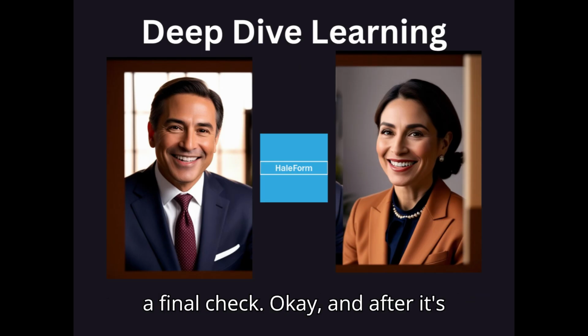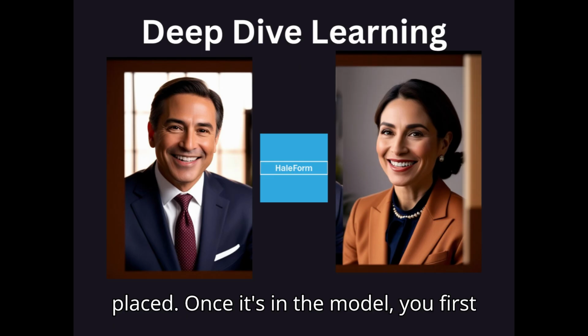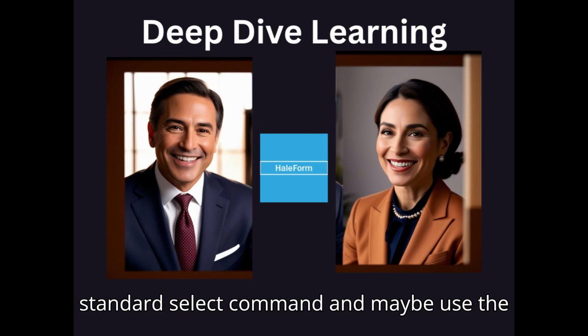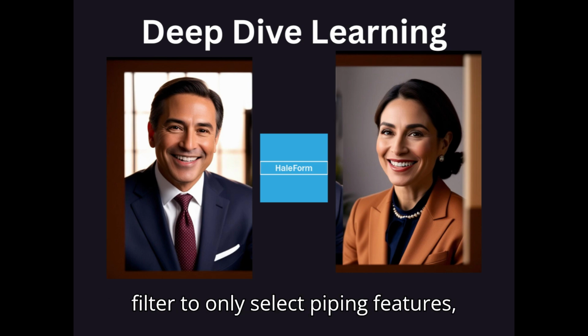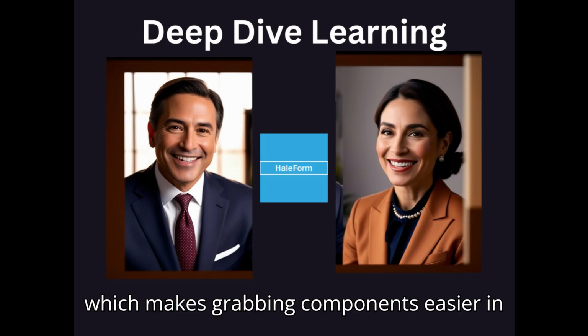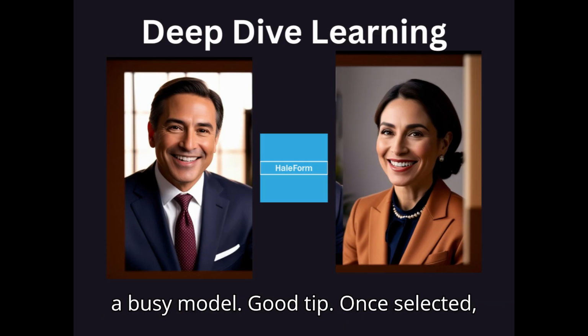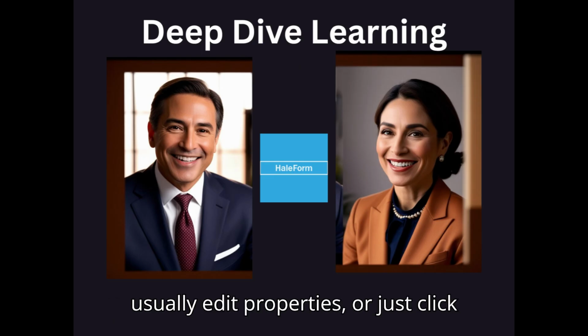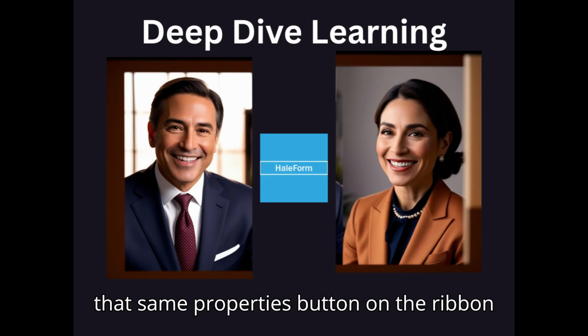Okay. And after it's placed? Once it's in the model, you first need to select it. You can use the standard select command and maybe use the filter to only select piping features, which makes grabbing components easier in a busy model. Good tip. Once selected, you can either go up to the main menu, usually Edit Properties, or just click that same Properties button on the ribbon again.